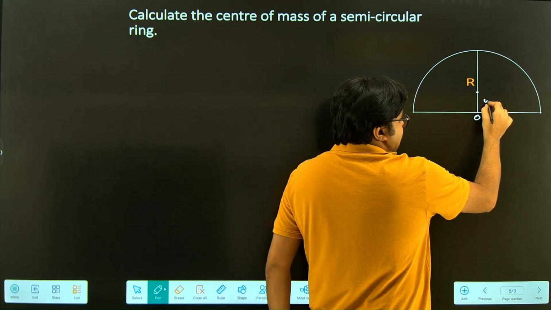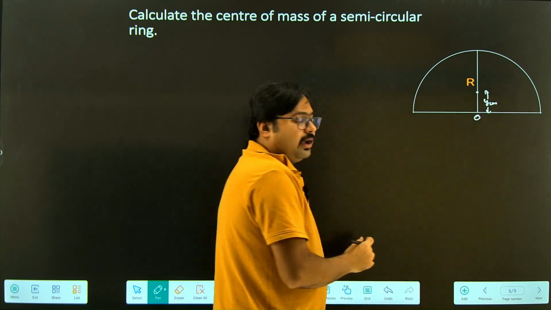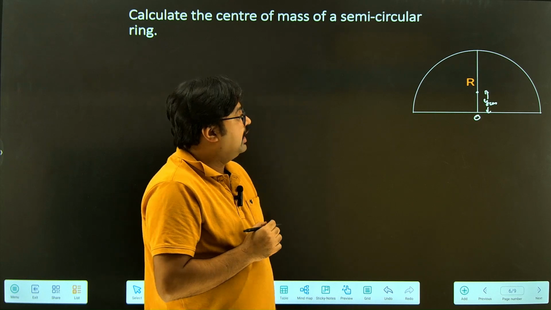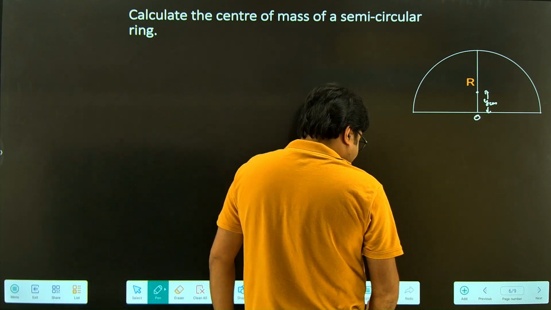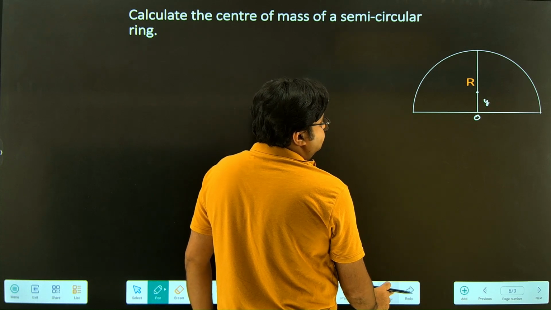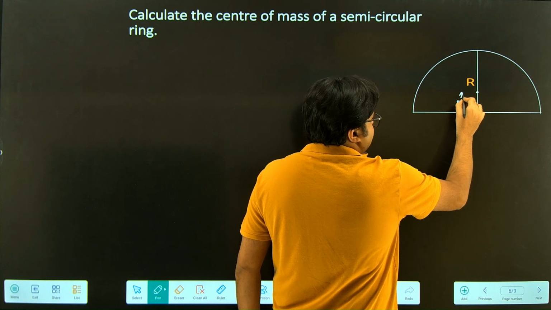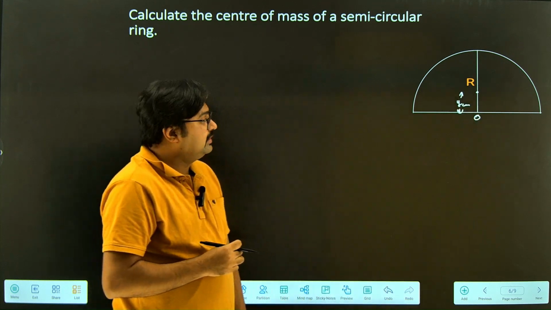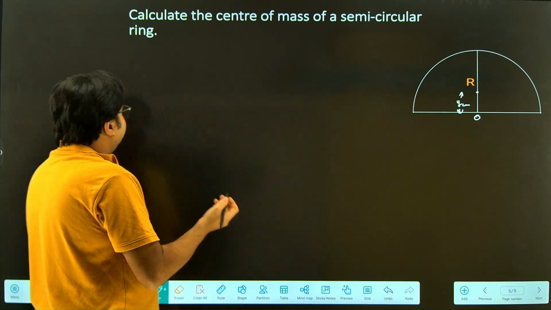Let's calculate that. The YCM is where the center of mass could lie. Well, having said that, maybe I'll mark the YCM here, YCM. It'd be easier for me to write everything else. How to calculate the center of mass for this particular body?